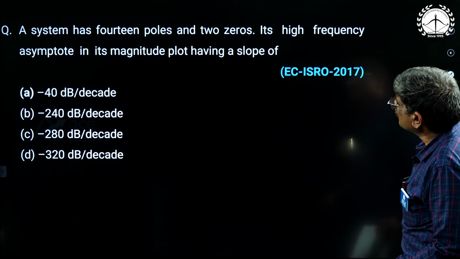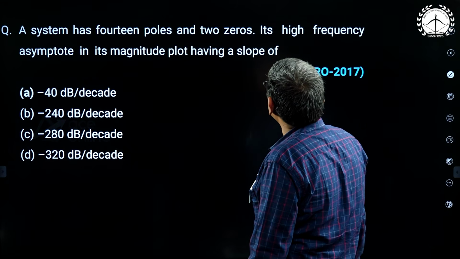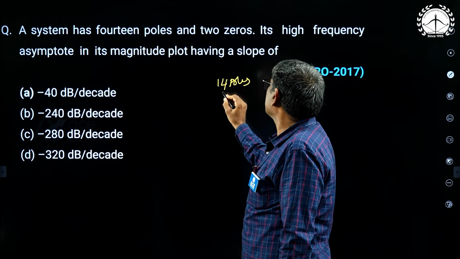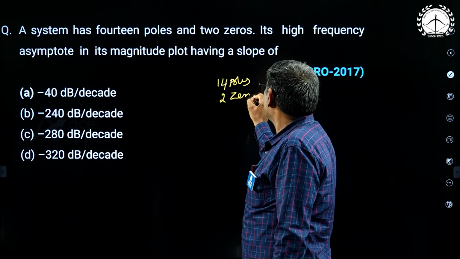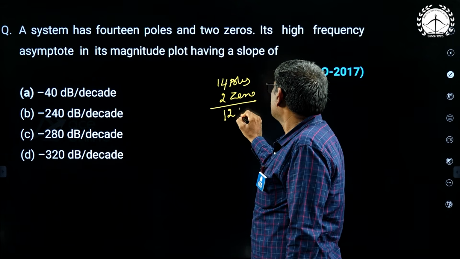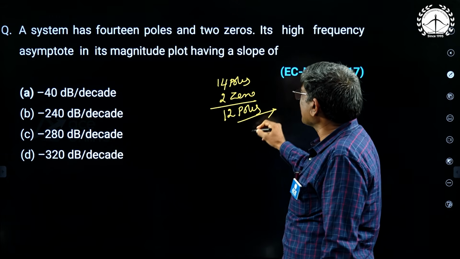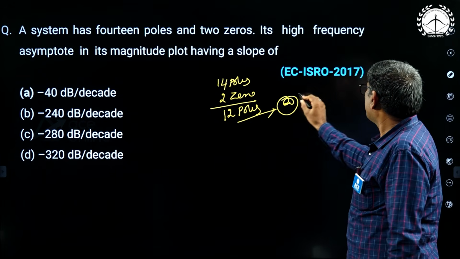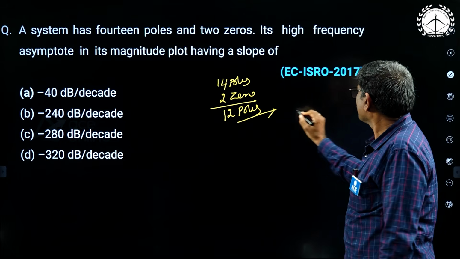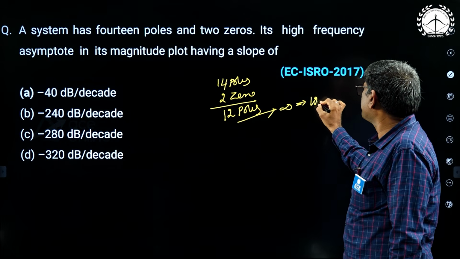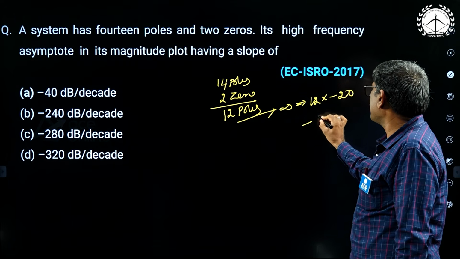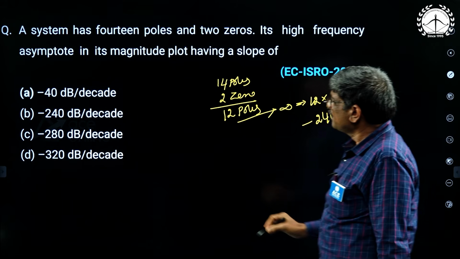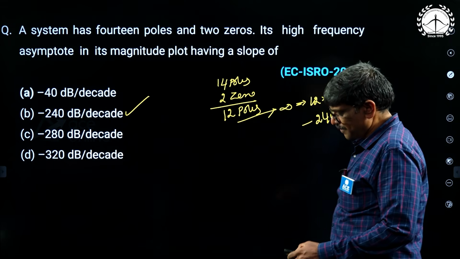Next. So, a system has 14 poles and 2 zeros. We used to discuss these things in the class itself. 14 poles, 2 zeros, resultant 12 poles. 12 poles means what is the slope? At high frequency, meaning infinity. So, at infinity what is the slope? 12 into minus 20 means minus 240 dB per decade.